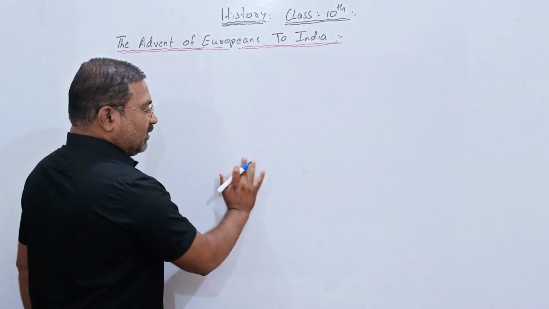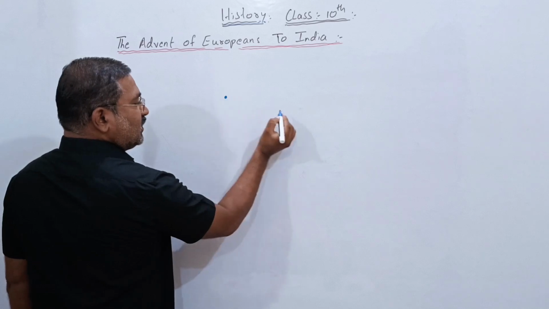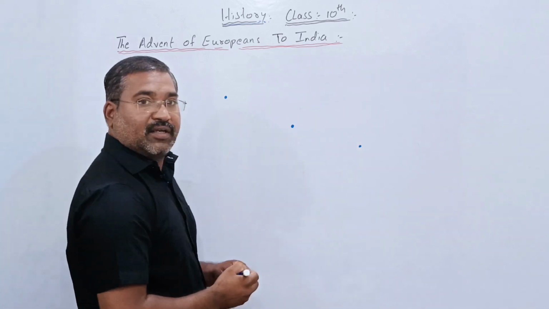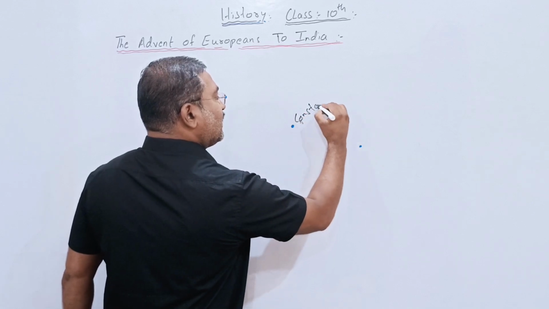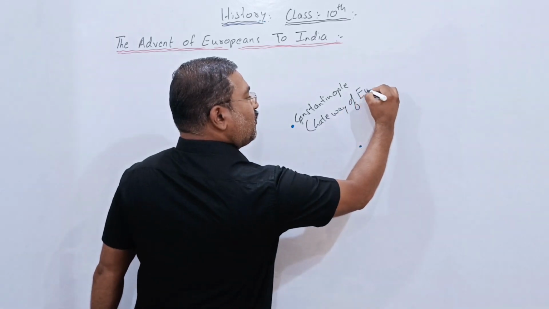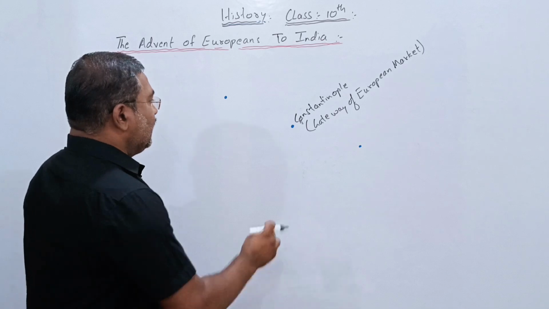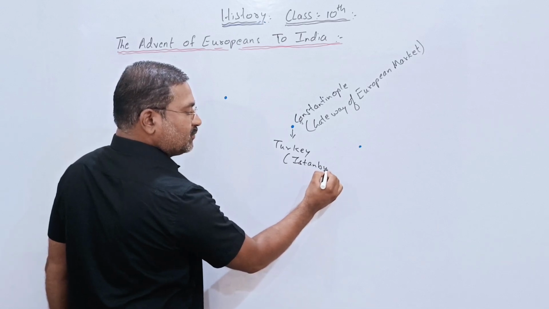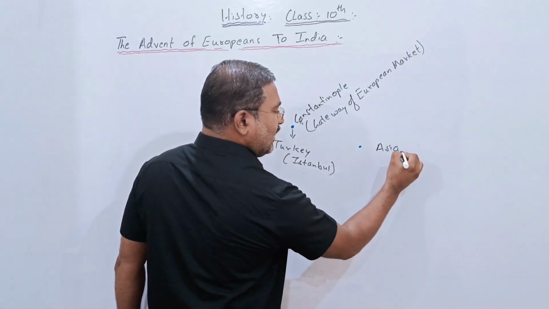Now here I will try to make the journey easy for you to understand. Here I mark a point, and here one more mark, and here one more. This point is referred to as Constantinople, which was even called the gateway of the European market. Now where does it lie presently? In Turkey, and today it is known by the name Istanbul. And on this side is Europe, and on this side is Asia.